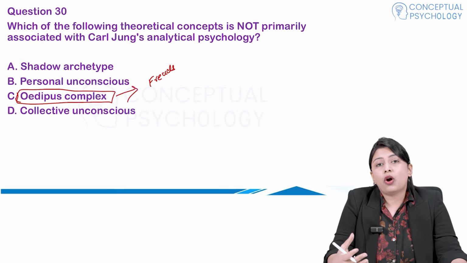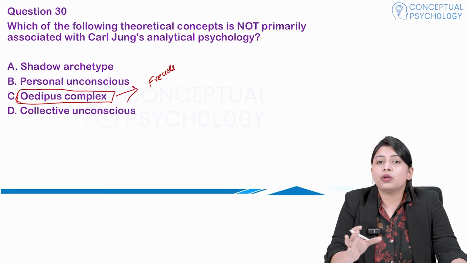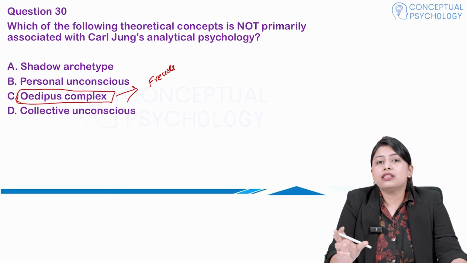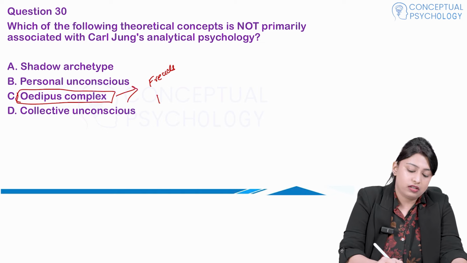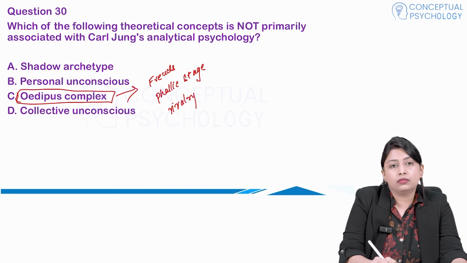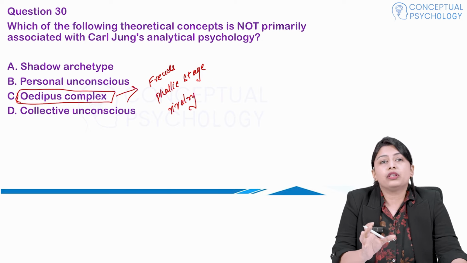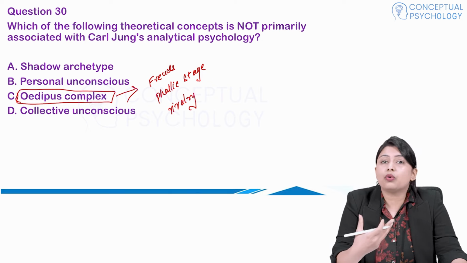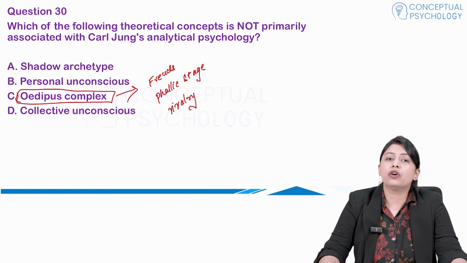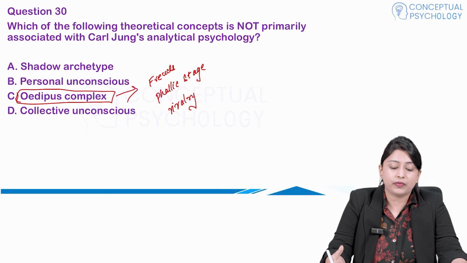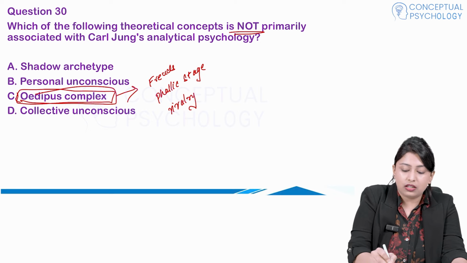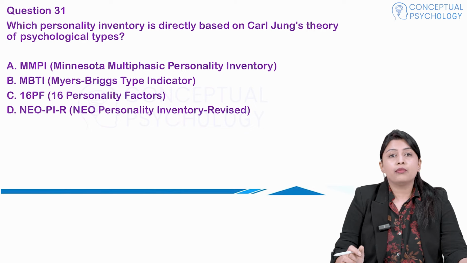The Oedipus complex describes a child's unconscious sexual attraction to the opposite sex parent, and the rivalry with the same sex parent during the phallic stage of psychosexual development. So Jung actually disagreed with Freud's emphasis on sexual motivation and developed his own concepts. So while Jung initially collaborated with Freud, he eventually broke away to develop his own theoretical framework, focusing on the spiritual and the archetypical aspects of the psyche rather than primarily sexual drives. So here, this one is not associated with Jung. Moving to the next question.